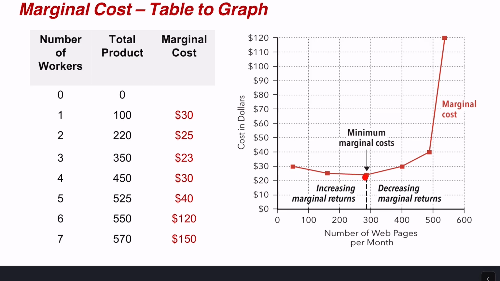Then marginal cost reaches its minimum, and then we see marginal costs start increasing, and then increasing dramatically over here once we get to like 500 web pages. And so this would be an example of decreasing marginal returns. So as we hire more workers, these workers are going to be less and less productive compared to our earlier workers that we hire. And so that's going to start driving up our marginal cost of production as we hire less and less productive workers for our firm.